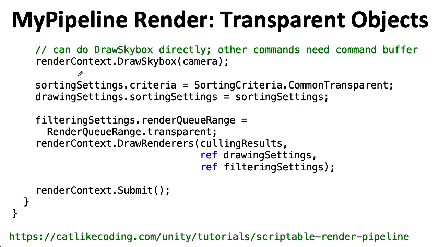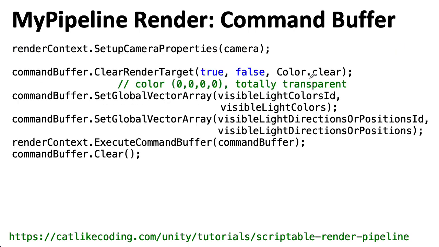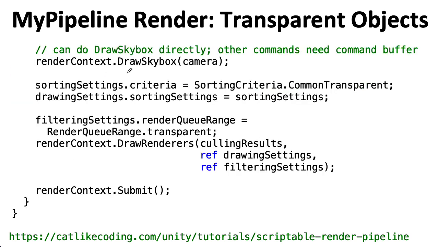Once we've drawn the objects, we're then going to draw the skybox. This may seem a little counterintuitive. You might think you would first draw the skybox and then draw the objects, but by drawing the objects first, that means it's not going to bother drawing the skybox pixels where there's already an opaque object. Now remember when we cleared the render target and we set some variables on the HLSL side, we needed to do those using a command buffer. But for whatever reason, drawing a skybox is special. You can just ask your Scriptable render context to do that without using a command buffer.